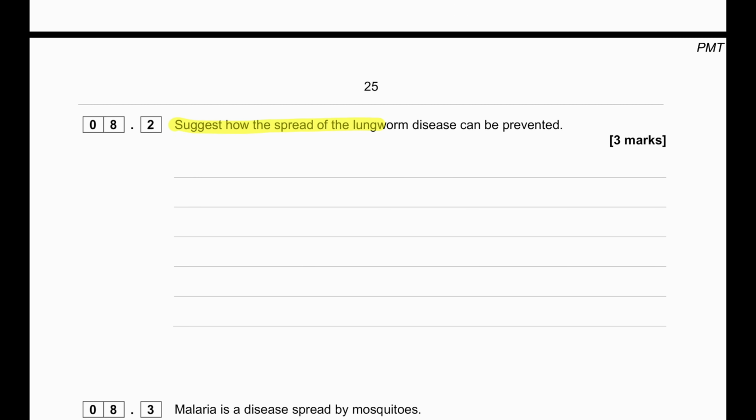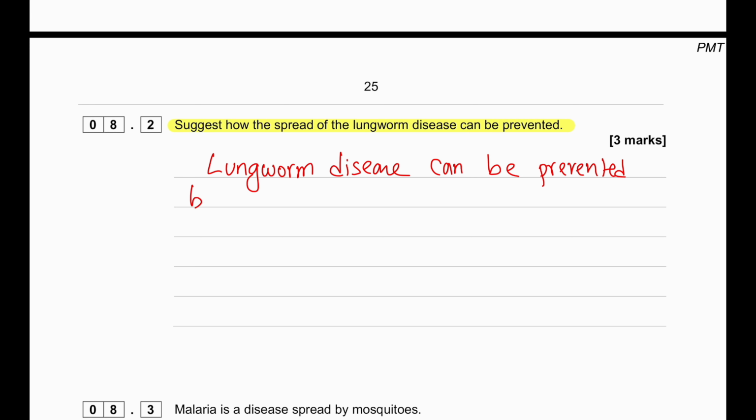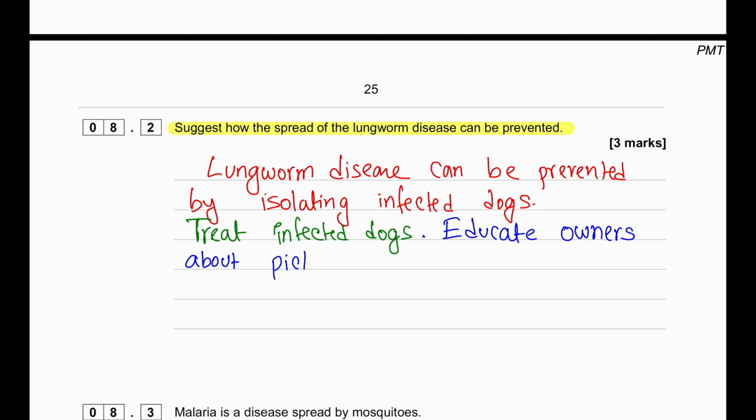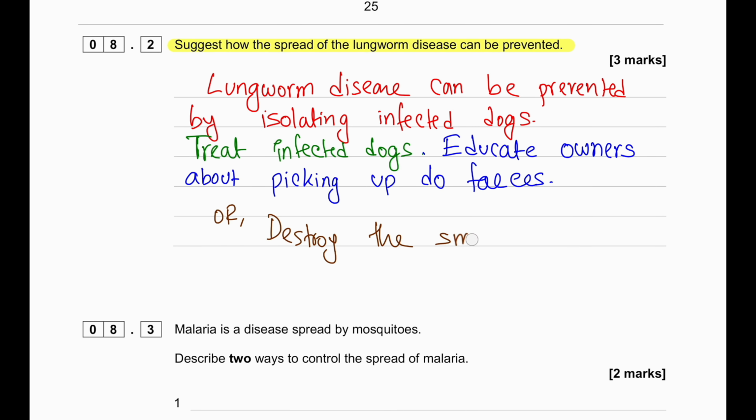Suggest how the spread of the lungworm disease can be prevented. First of all, we can isolate the infected dogs, or we can treat the infected dogs with anti-lungworm medications. We can educate the owner about picking up their dog's feces so that the cycle doesn't continue. Or we can destroy the snails in the surrounding vicinity where the dog moves around.